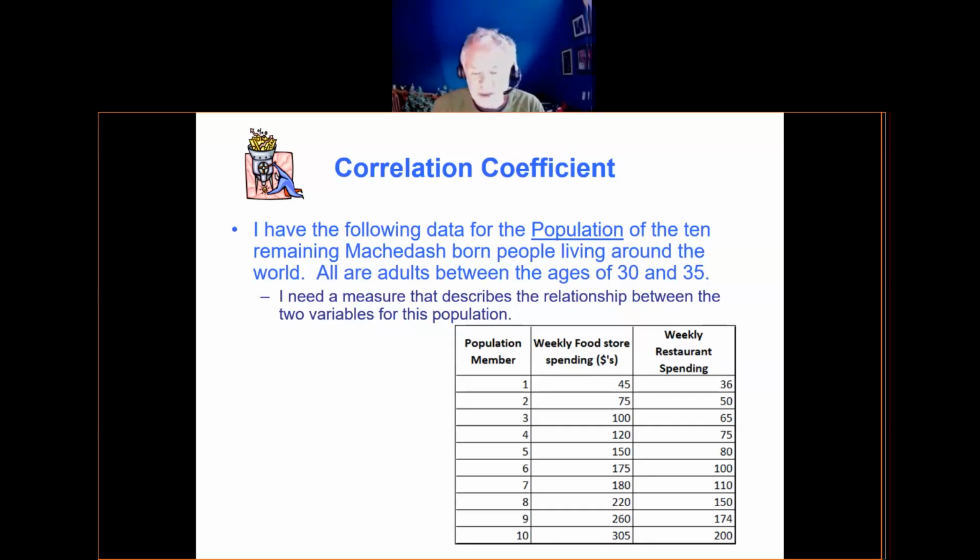So the measures we have here are weekly food store spending, how much they spend in grocery stores, and weekly restaurant spending, how much they spend in restaurants. This is an example from stats, and I want to see what the relationship is between the two. If they spend more on food in the grocery store, do they also spend more or less at the restaurants?